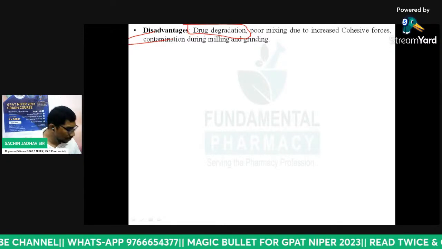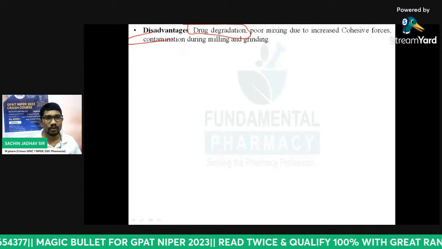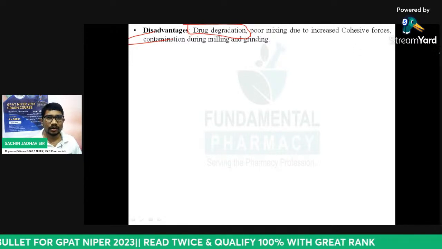Size reduction में जब milling होता है, milling में क्या होता है, heat generation होता है, heat generation क्या करता है, वो drug को degrade करता है, right?